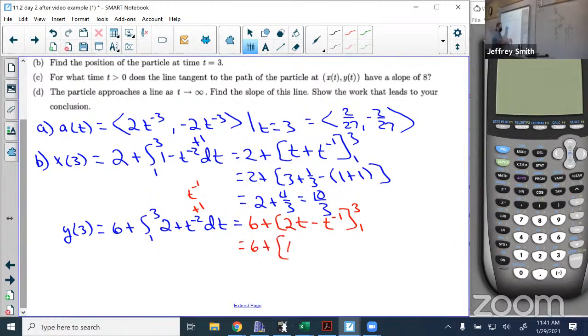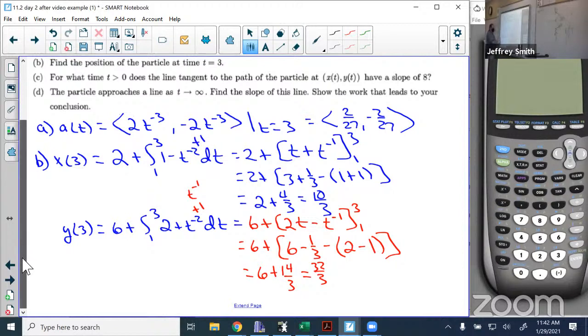Six plus 6 minus 1/3 minus 2 minus 1. 18/3 minus 1/3 is 17/3. Minus 3/3 is 14/3. 6 plus 14/3. That's 18/3 plus 14/3. I'm getting 32/3. Hope that's right. I think it is. That's what I got last period too. Any questions on B, backing up? That's kind of old news, but new to vectors. We haven't talked about that yet.